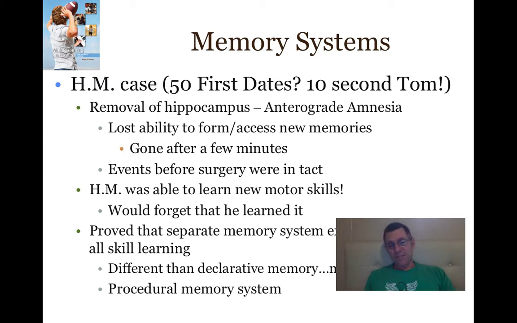What was interesting is that at some point some researchers got a hold of Mr. HM and decided to do some experiments based on memory. They had him perform some motor skills, try and learn some new ones, and he was in fact able to learn new skills. He forgot that he learned them, but he was able to perform them even though he didn't know he could, which was a really exciting discovery because it proved that the declarative and procedural memory systems worked independently of each other. The removal of the hippocampus pretty much destroyed that declarative memory. His anterograde amnesia was on the declarative side of his memory, so to speak.